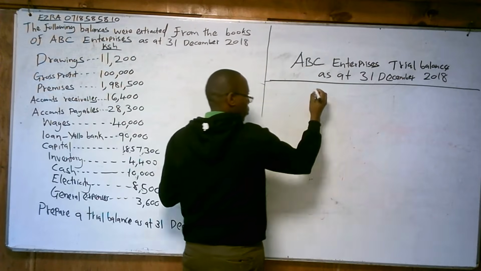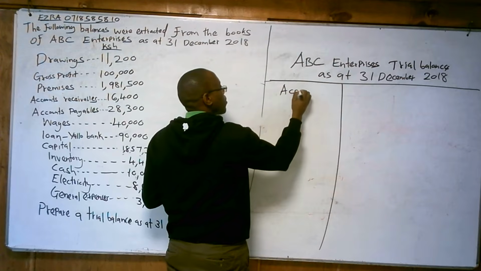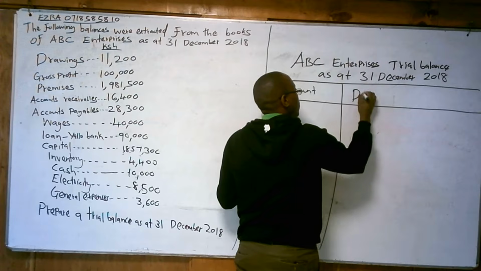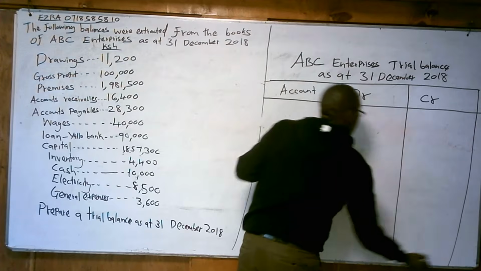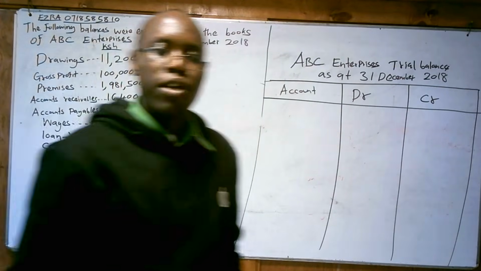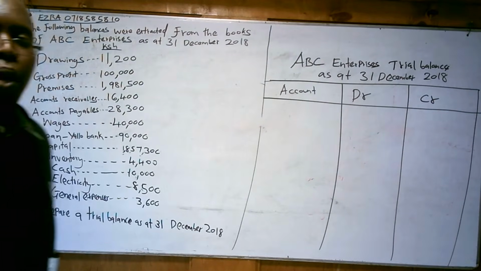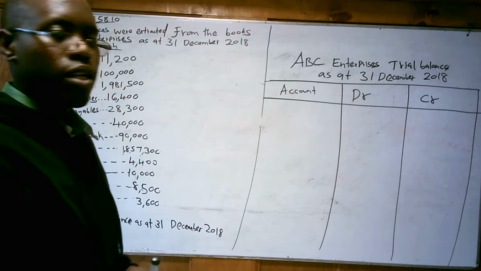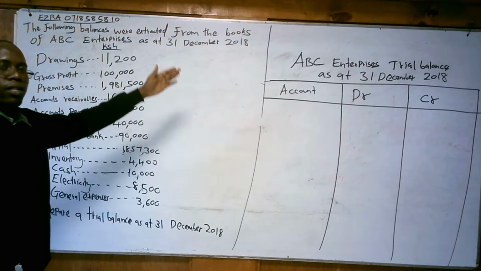The trial balance is going to have this format. We are going to have accounts, then the debit, and then the credit. So you'll have the account column, the debit, and the credit in that manner. Before we prepare the trial balance itself, the accounts that we have been given here we are going to write under the account column.